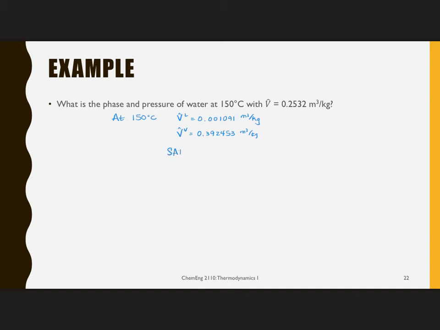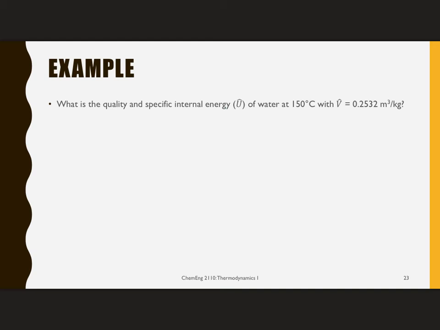Now the follow-up question to this is what is the phase, but also what is the pressure? So how do I find the pressure if it's saturated? Exactly, we're just going to use the saturated pressure that we read in the table. So it's next to the temperature. And so in this case, the pressure is 4.7616 bar.